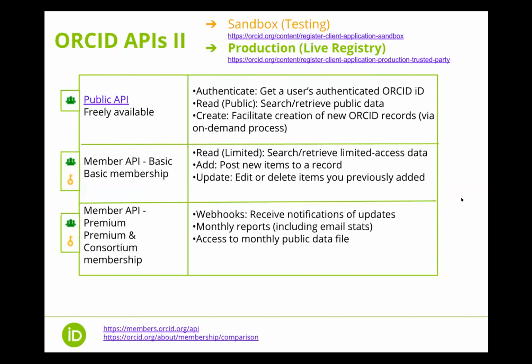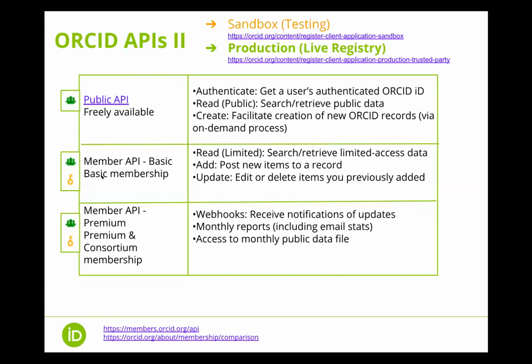And as you can see, we have 2 different APIs. The public API that's available to everyone, and it's free to use. And with this API, you can authenticate, meaning you can obtain an authenticated ID by implementing the API and requesting the user permission to obtain that ID and to interact with that ID. And you can also read or import all data on the ORCID registry that's marked as public.